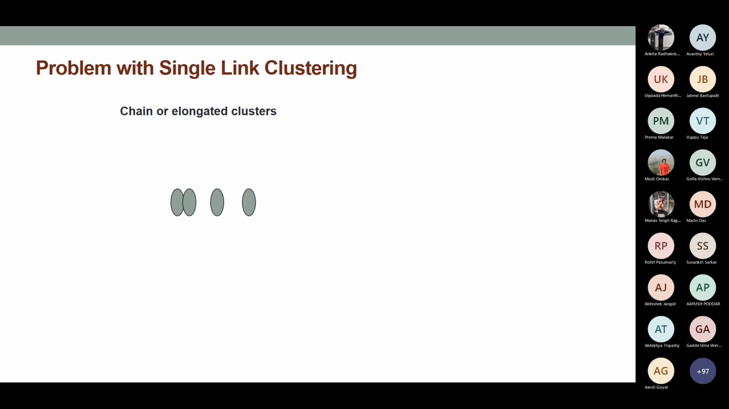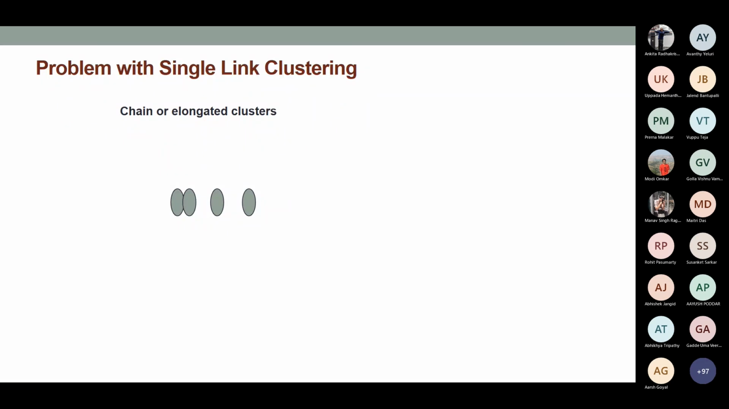Now let's look at the problem with single link. It seems like a pretty simple idea, but for any simple idea, you have some problems associated with it. So what's the problem? The problem is basically chain or elongated clusters. You often get chain or elongated clusters. And what does that mean?